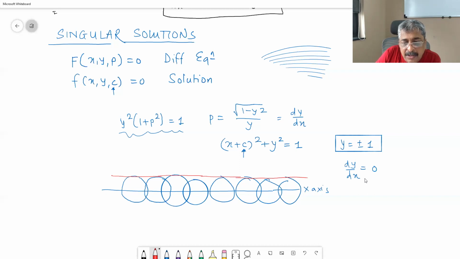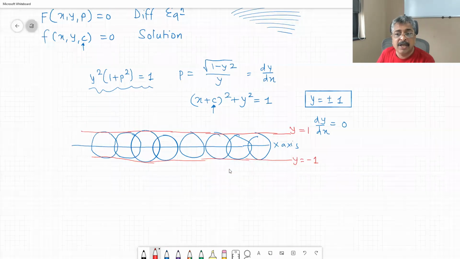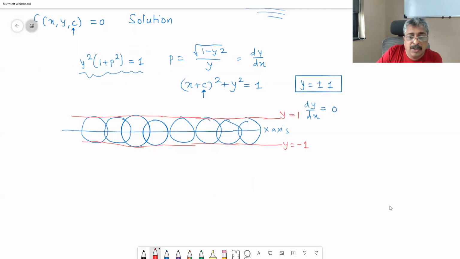All my circles, you have to assume them as congruent circles, and this line which I am drawing is supposed to be the tangent. This is y is equal to 1 and this is y is equal to minus 1. And these two lines also satisfy the original differential equation. Now geometrically, let me explain, and then I will go to the algebraic explanation.